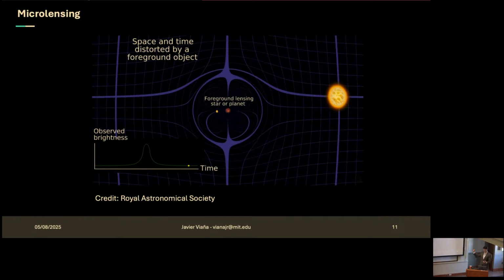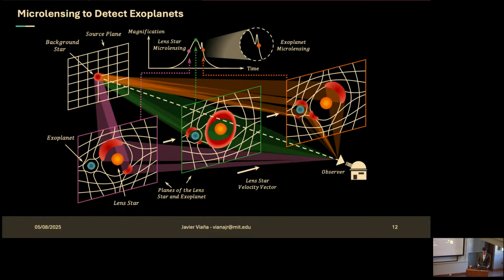And of course, the light of the one that is on the back is augmented, it's magnified, as the one that is in the front passes by. Now, this is a very powerful tool to detect, for example, exoplanets. Why? Because if you have an exoplanet orbiting around the foreground star, the lens star, as we call it, it's going to generate a secondary sort of spike, or it's going to modify the Paczynski curves, as we call them, of the transit, sort of.